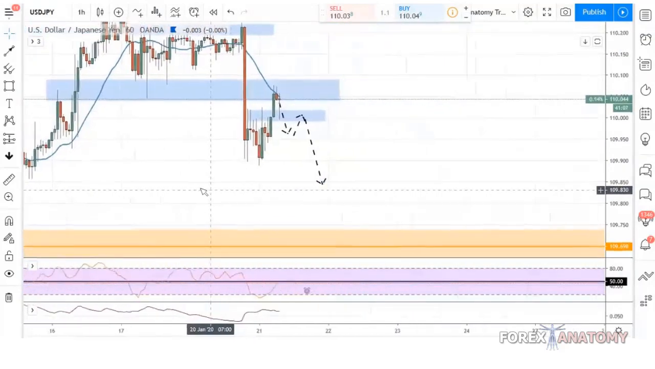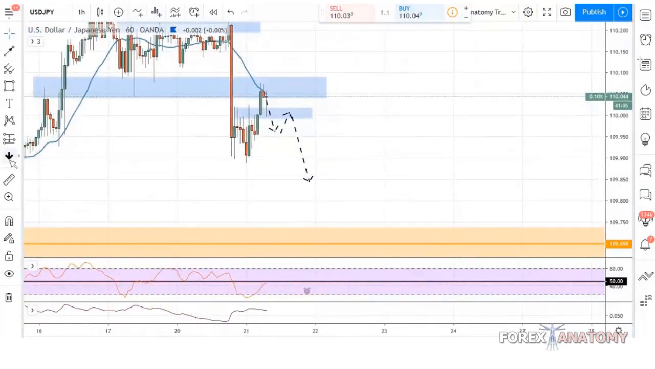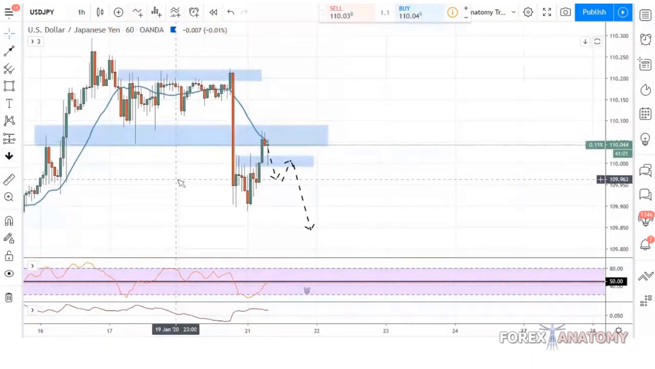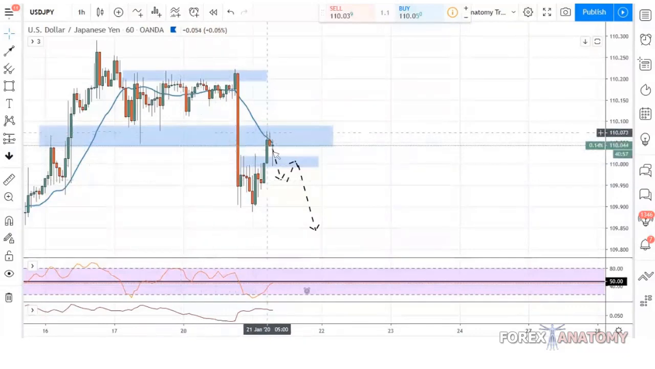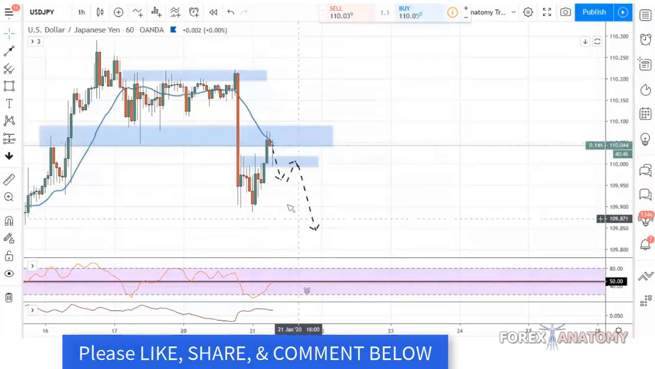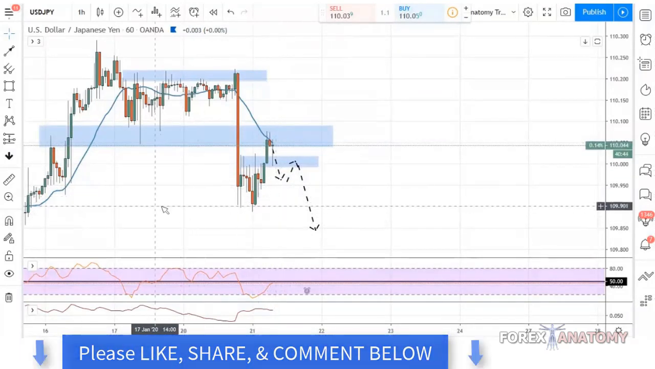But yeah, this is what we're looking for right now on the US dollar Japanese yen. My bias is to the downside for this particular pair. I believe that we could see a continuation of this strong move that we saw last night, and we could see that play out in this type of move or behavior that I just outlined on the US dollar Japanese yen.